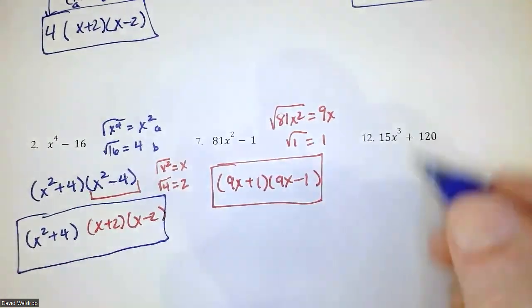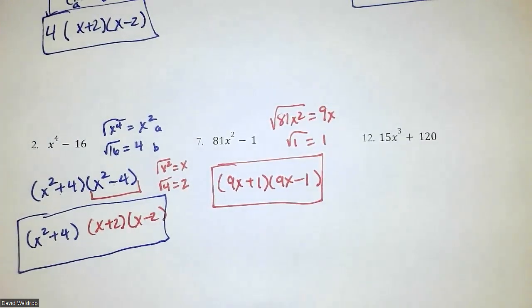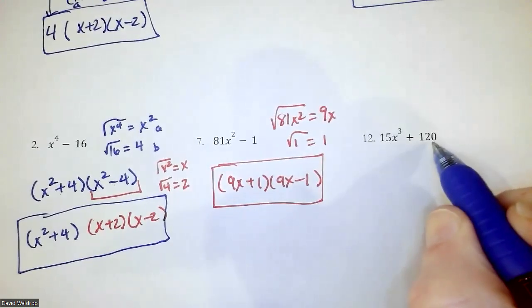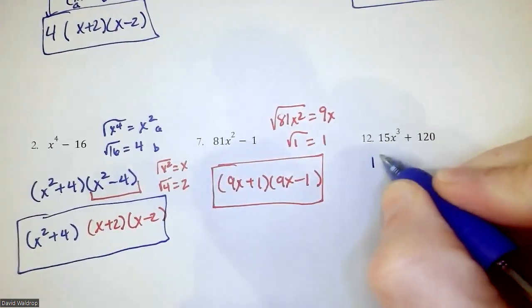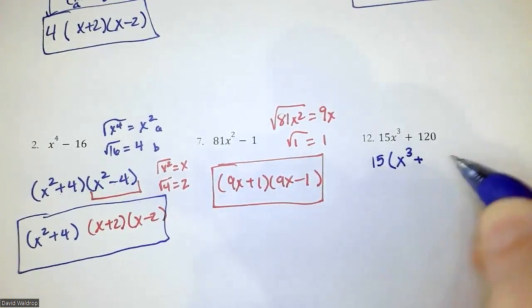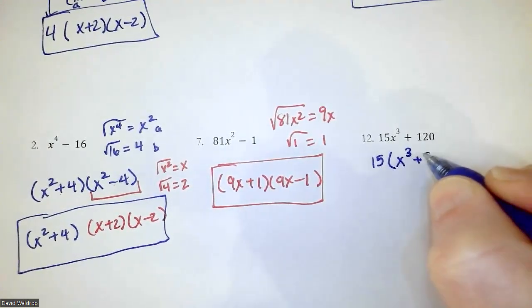All right, so let's keep going. Let's look at number 12. So GCF 15 and 120, those can divide. So I'm going to take the 15 out. 120 divided by 15 is 8.